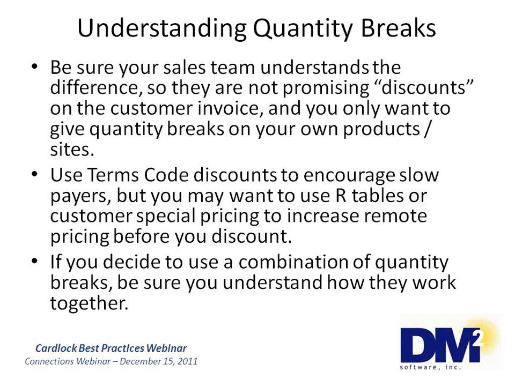Use terms code discounts to encourage slow pays, but you may want to use our tables or customer special pricing to increase your remote pricing before you discount. In other words, rob from Peter before you try to pay Paul. If you decide to use a combination of quantity breaks, like some price level and some terms code, make sure you understand how they work together. You don't want to end up discounting so far down that you're actually not making any money.